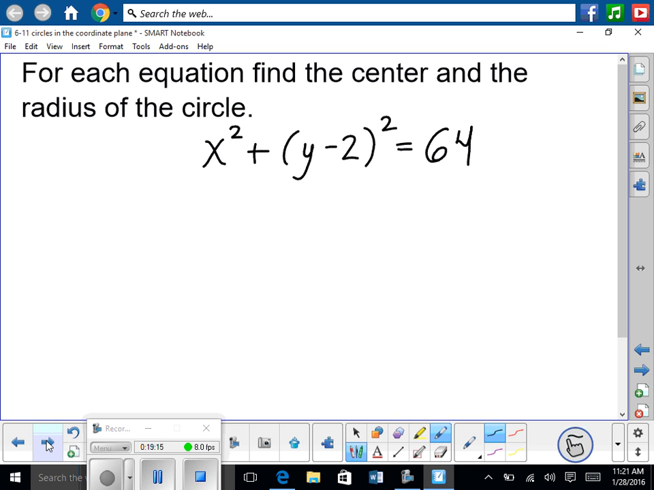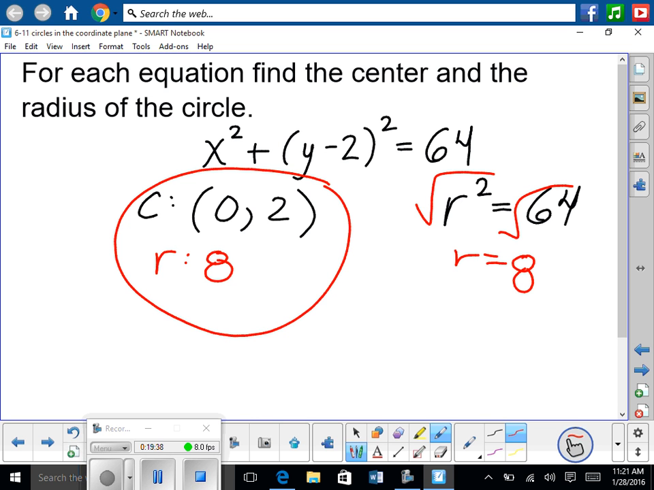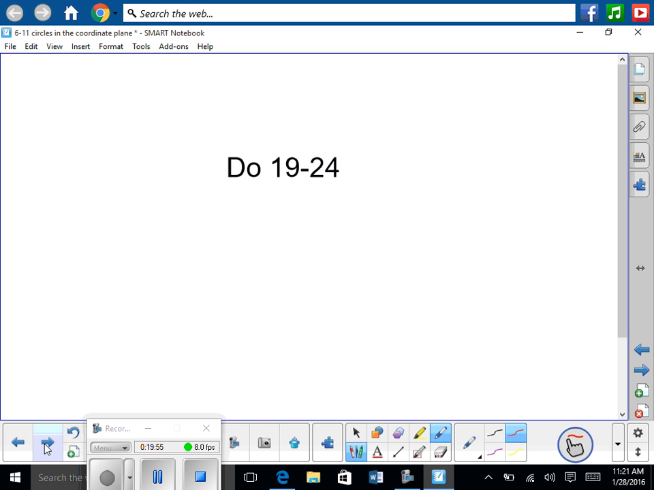Okay. So with this one, my center is at 0, 2. Now that's not my radius. That's my radius squared. So I know my radius squared is equal to 64. Therefore, my radius is 8. So this is my center and my radius is 8. Pretty easy, right? So what if this was 5? So radius squared is equal to 5. Then what's my radius? Square root of 5. Very good. All right, so do 19 through 24.